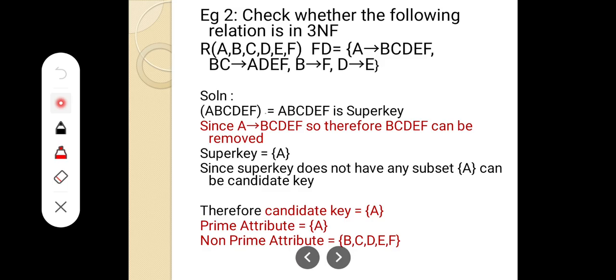Now another example. This is a little more complicated. Check whether the following relation is in 3NF. Our relation is A, B, C, D, E, F. Functional dependencies: A determines B, C, D, F. B, C determines A, D, E, F. B determines F. D determines E. They have not given any candidate key, so we have to find the candidate key.